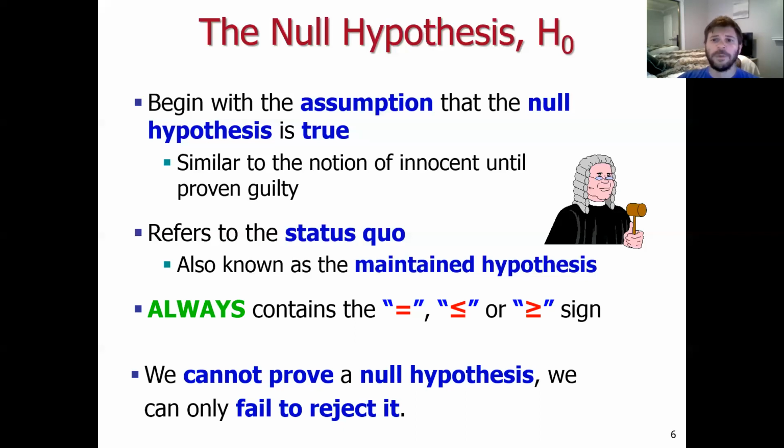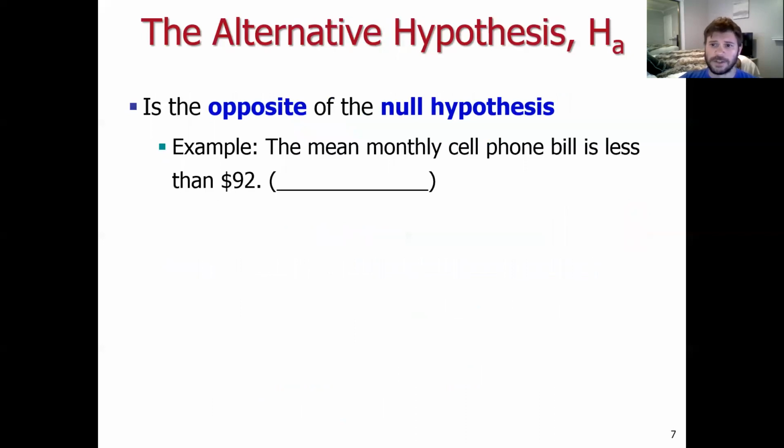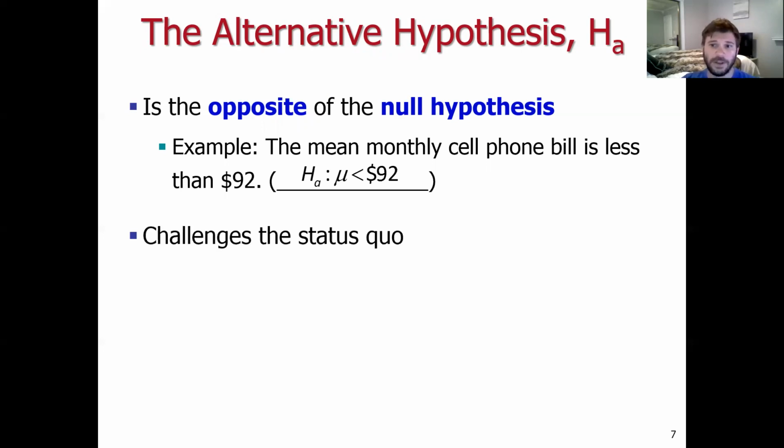Now, the complementary event, or the opposite of the null hypothesis, is something known as the alternative hypothesis. In our example, with respect to this monthly cell phone bill, if the null hypothesis was that it was at least $92, then the alternative hypothesis, H sub A, is that the population mean is strictly less than $92. We can think about this as the challenge to the status quo, also known as the action alternative.